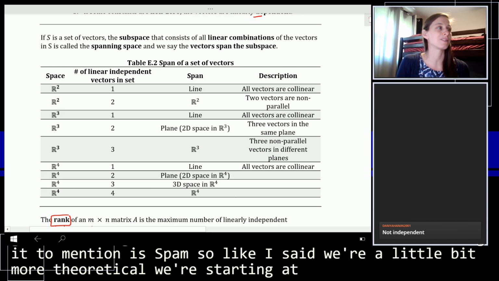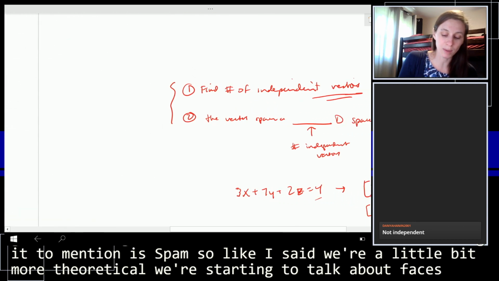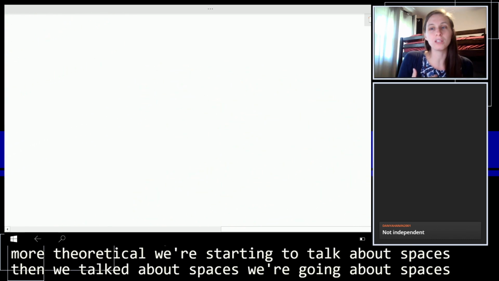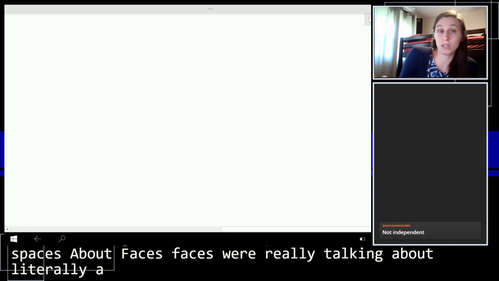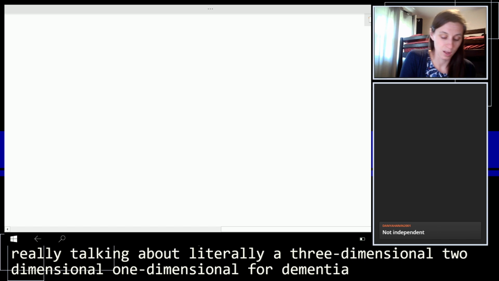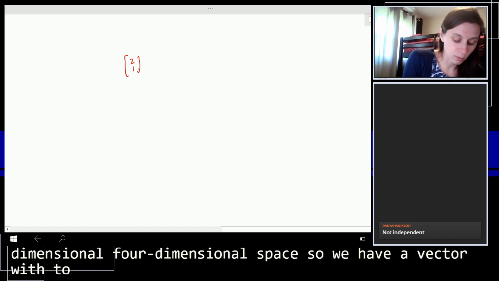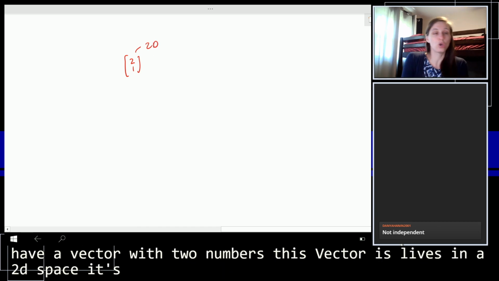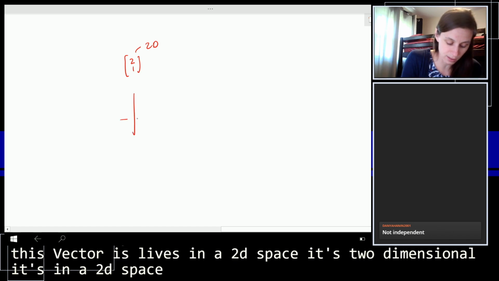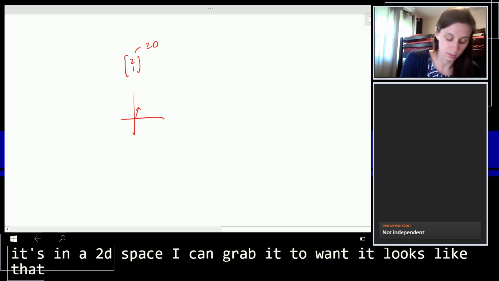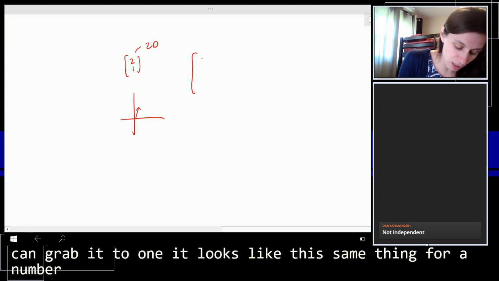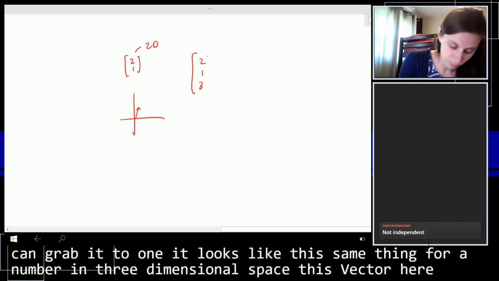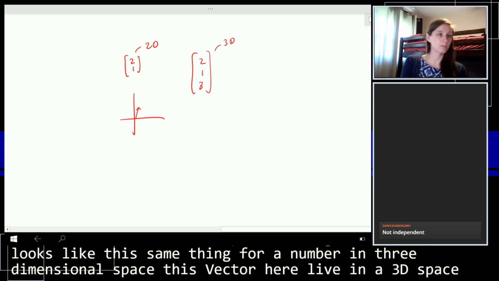We're starting to talk about spaces. When we talk about spaces, I'll draw it up here. We're really talking about literally a 3-dimensional, 2-dimensional, 1-dimensional, 4-dimensional space. So if we have a vector with 2 numbers, this vector lives in a 2D space. It's 2-dimensional. I can graph it. 2, 1, it looks like this. Same thing for a number in 3-dimensional space. This vector here lives in a 3D space.